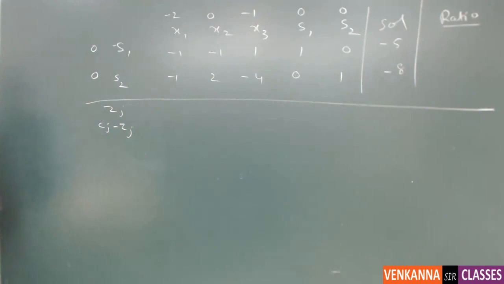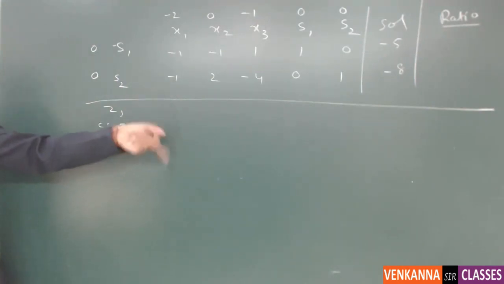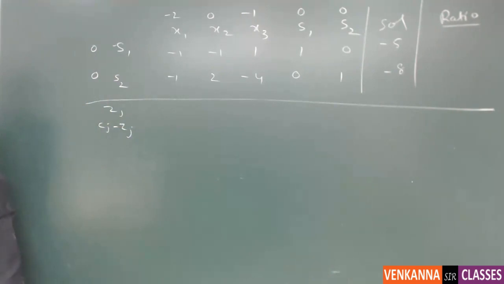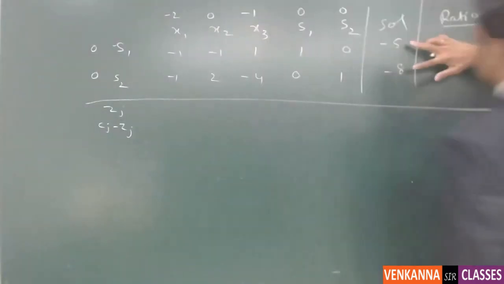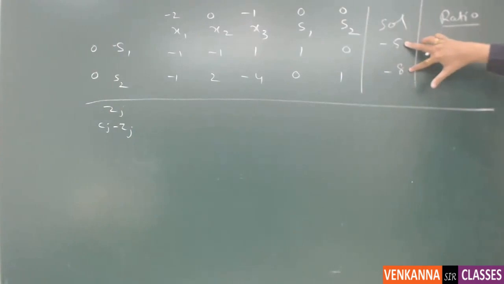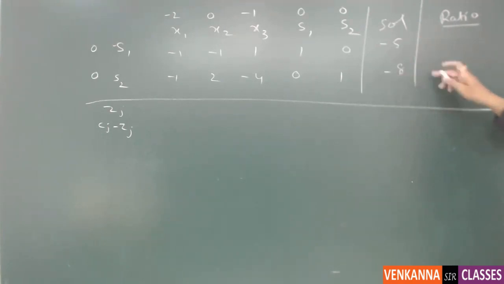You should remember one thing. If they are not converted, obviously we should get a key column. Now what is the procedure we are following here? We first select the key row. Now please understand, among the two negative values, we are going to select the most negative value. So among these two, this is the most negative, this is the key row.